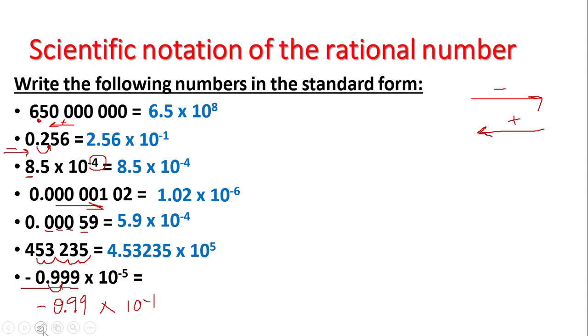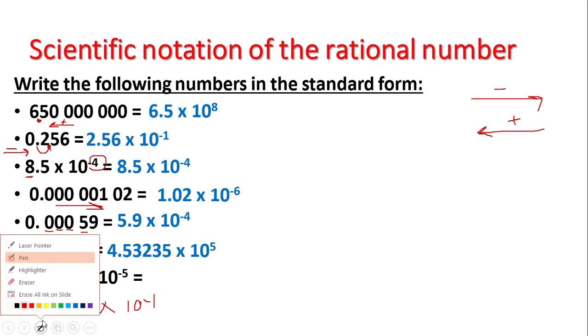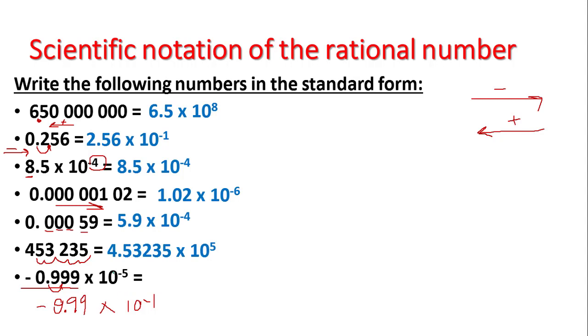Okay, that's right. Now I want to multiply 10 to the power negative 5 times 10 to the power negative 1. The same base, so I'll add the powers. Negative 5 plus negative 1, it will be negative 6. So the result will be negative 9.99 times 10 to the power negative 6.